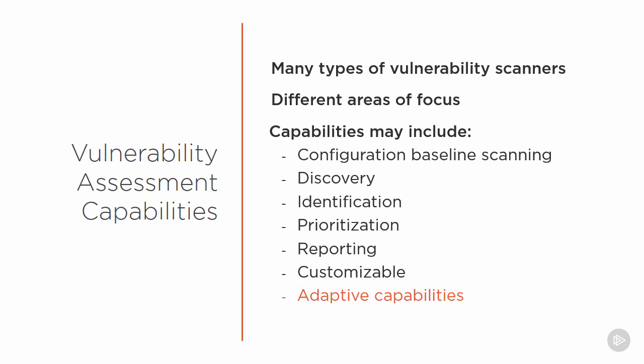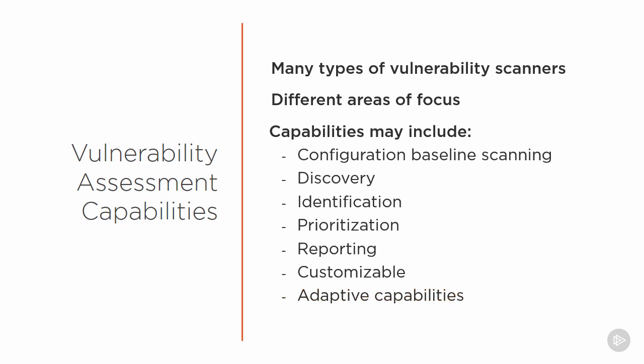Some of the best vulnerability scanners have adaptive capabilities. These scanners are able to identify the platforms and applications that are being tested and then decide to only run those tests that are applicable to the system. This can save a lot of time when performing scans on very large environments.